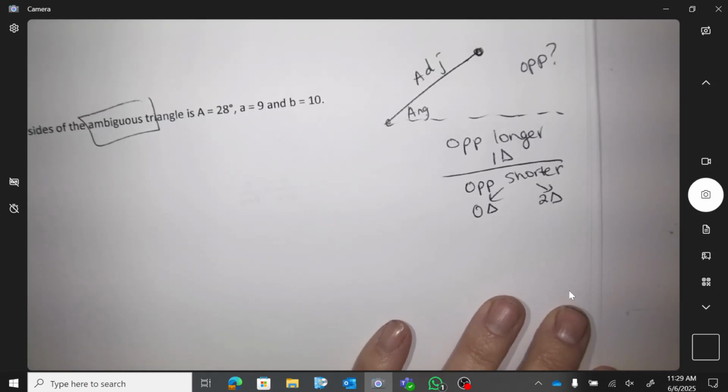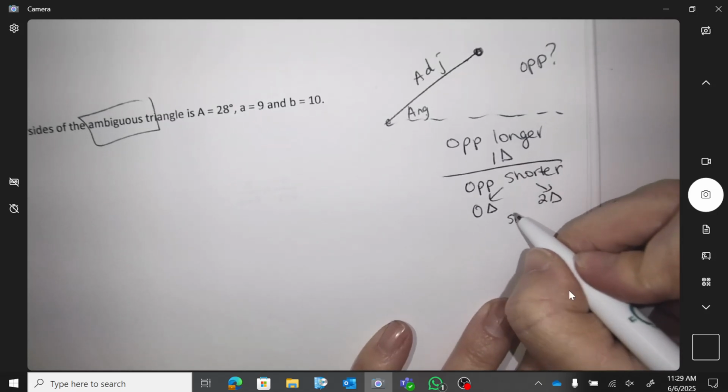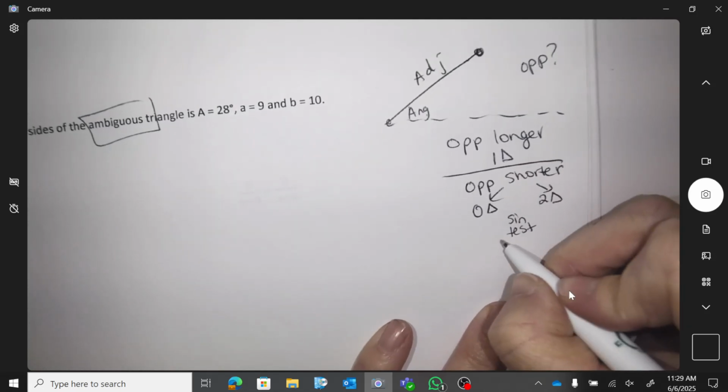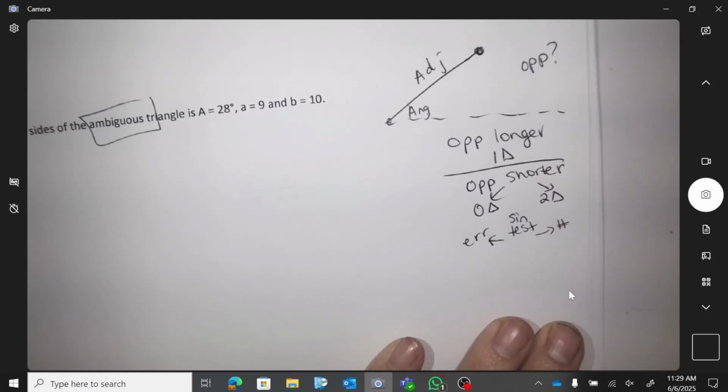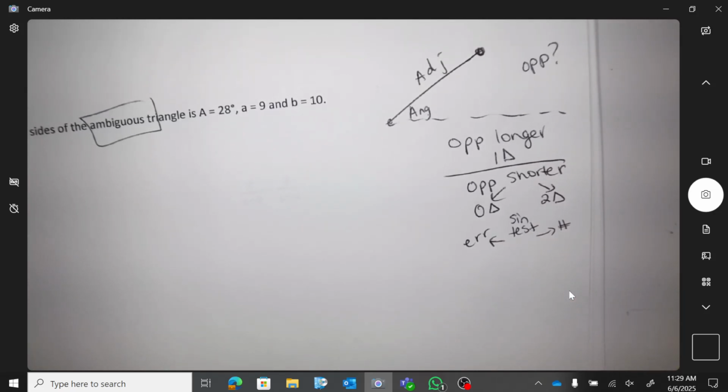How do I mathematically know? Sine test. The sine test would have an error on that one, and the sine test would work on that one. I just taught it a little bit different and applied. Okay?